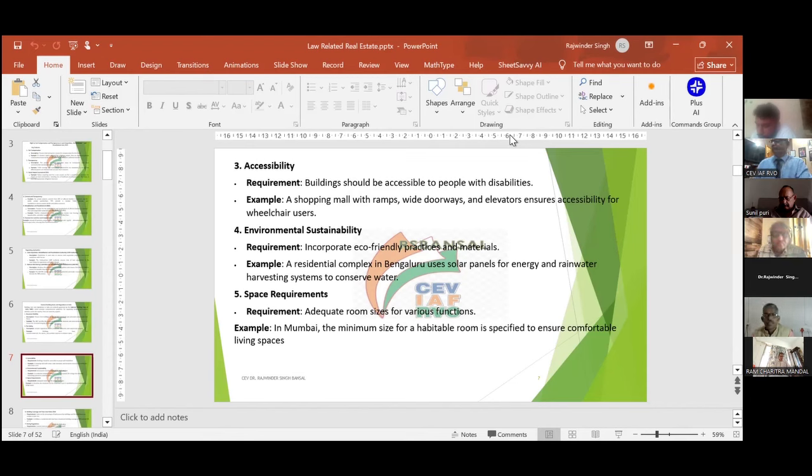All these things have been included in the National Building Code 2016. For example, a shopping mall with ramps, wide doorways, and elevators ensures accessibility for users. So all these things have to be provided as far as this National Building Code 2016 is concerned, accessibility for disabled persons.